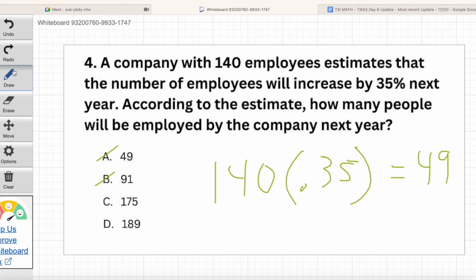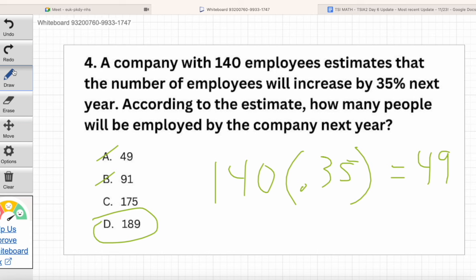We've got to add that to the original value, which is what? So that'd be 49 plus 140, which is 189. Answer choice D. Does that make some sense? Okay. So that totally works, that two-step method of finding the percent and then adding it back to the original value. Let me show you another way to do it that I prefer.